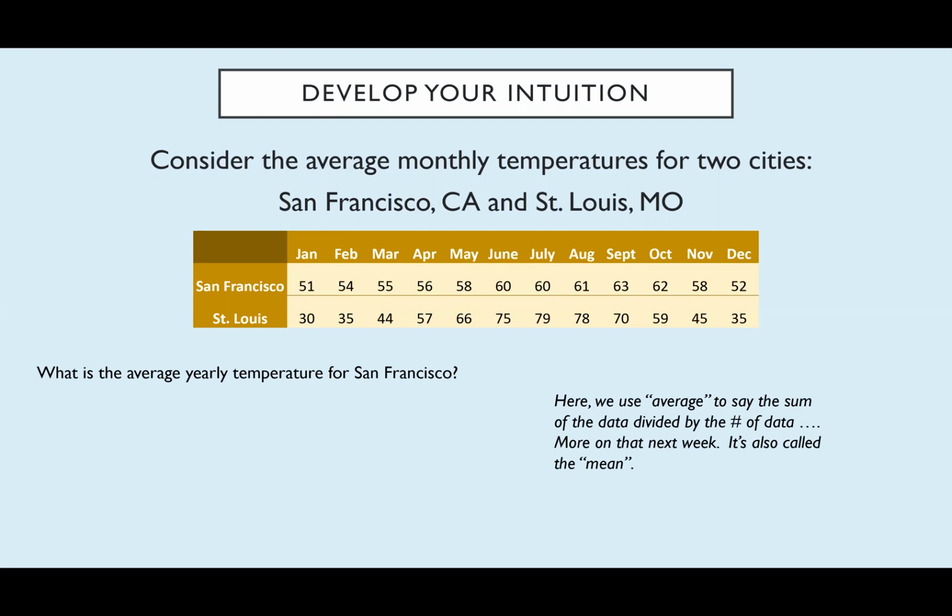So what is the average yearly temperature for San Francisco? Here we're going to use the term average to say the sum of the data divided by the number of the data. So it's the average that we always think about. We'll talk more next week on different types of averages. Using this method, we would get 57.5 degrees Fahrenheit for San Francisco.